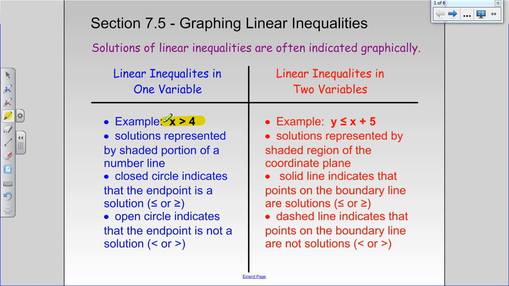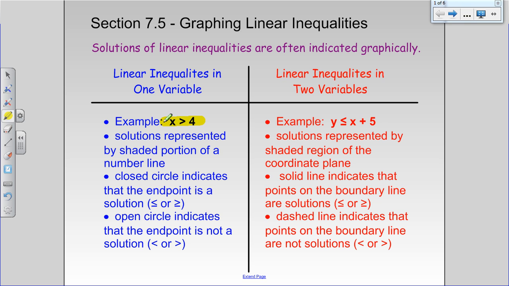In order to indicate those solutions, we first graph the endpoint, in this case 4, and then we shade one side or the other of the number line, starting at 4. A closed circle indicates that the endpoint is a solution, and this would occur when we have the symbols less than or equal to or greater than or equal to. And an open circle indicates that the endpoint is not a solution, and this is used when the inequality contains a less than or a greater than symbol.